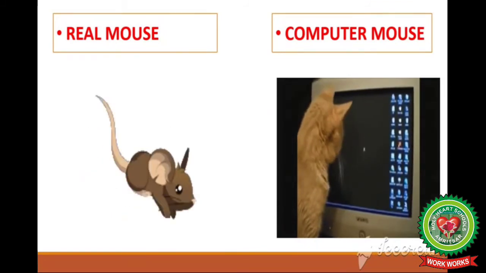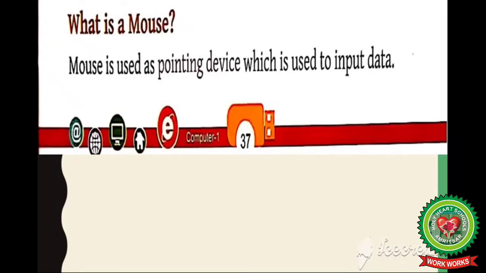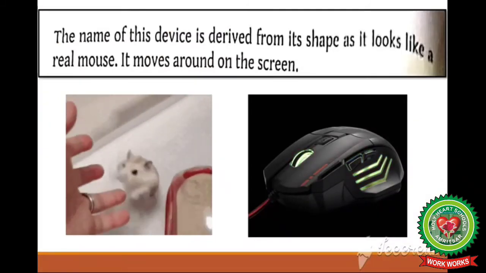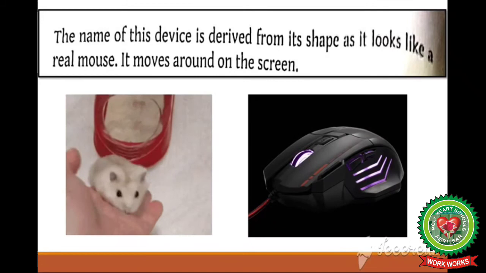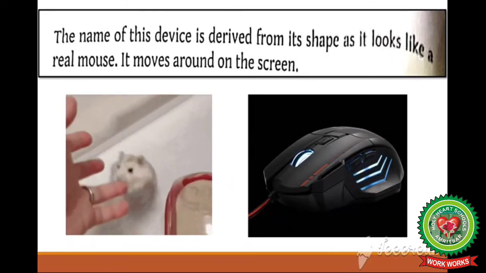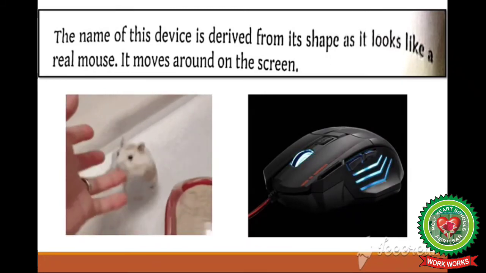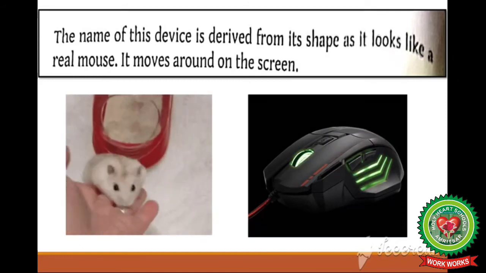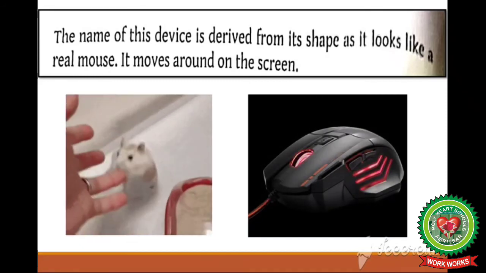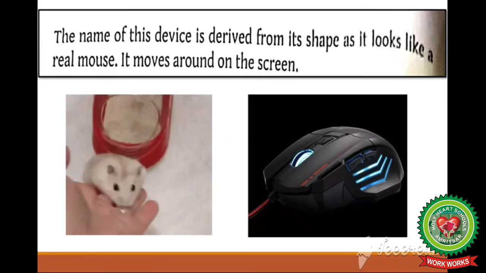Now again, come to page number 37. Our next topic is what is a mouse? Mouse is used as a pointing device which is used to input data. The name of this device is derived from its shape. Derived means obtained from its shape, as it looks like a real mouse. It moves around on the screen.